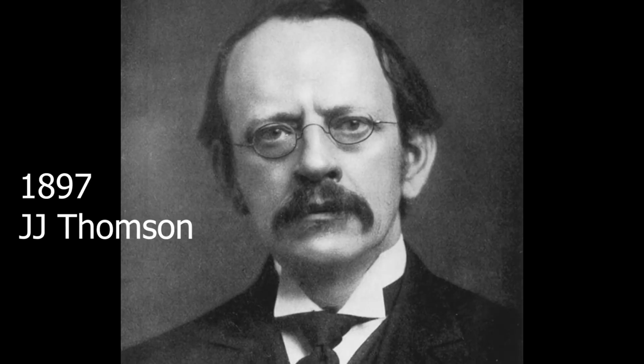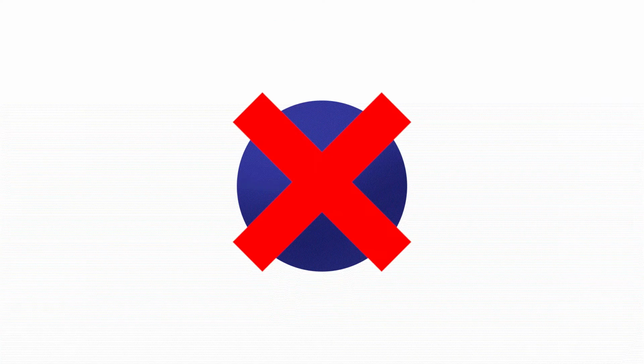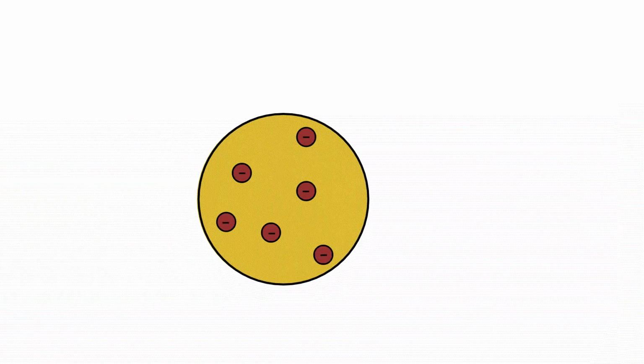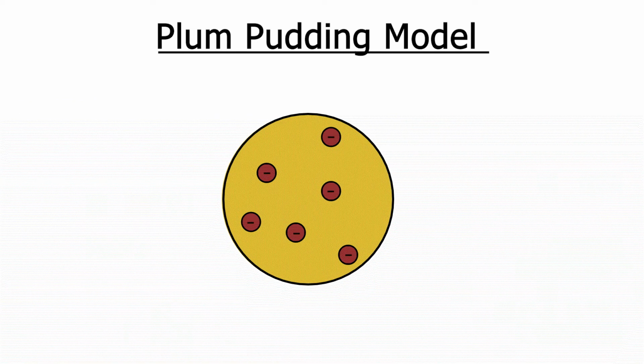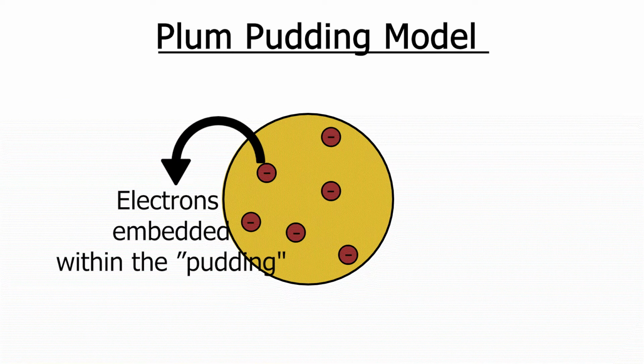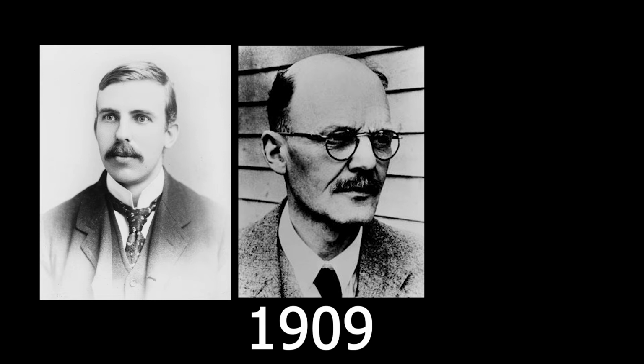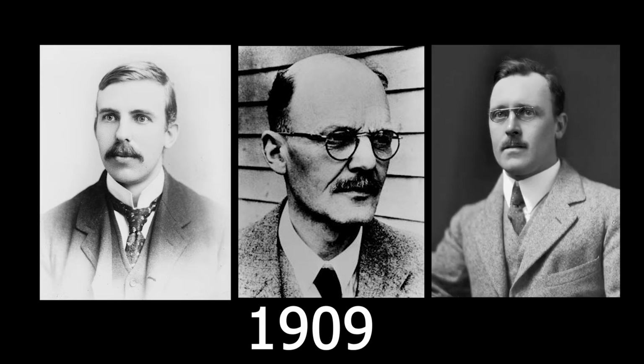In 1897, J.J. Thomson concluded that atoms weren't solid spheres, rather they contained more components within them, the electrons. The new model was called the plum pudding model. In 1909, Ernest Rutherford, Hans Geiger, and Ernest Marsden conducted the globally known experiment, the gold foil experiment.